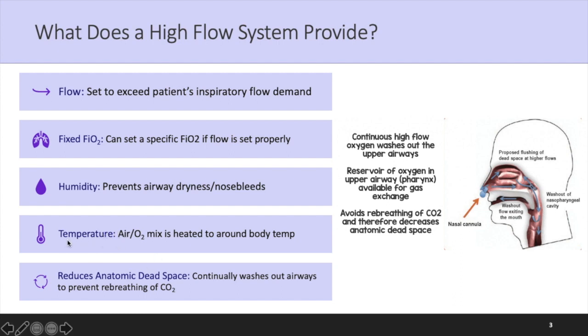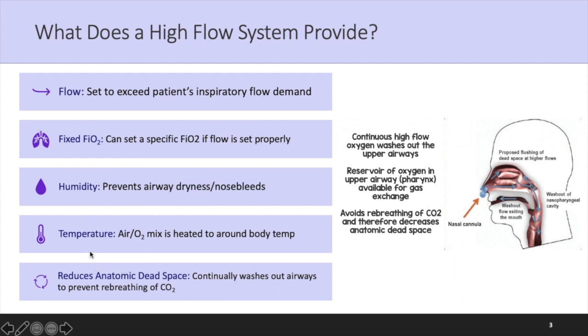Along with humidity comes temperature. We try to keep it around body temperature, about 37 degrees, and that's more comfortable for the patient, and it also allows us with this higher temperature to have a 100% relative humidity depending on your system.